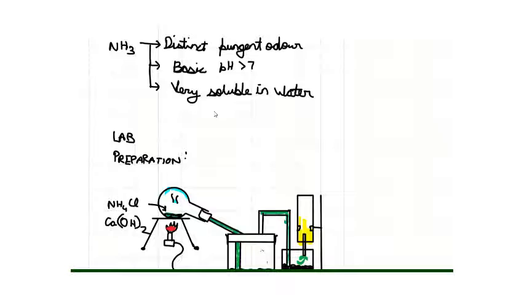In this video, we will take a look at the mind map for the lesson Study of Ammonia for Class 10 ICSE. First, let's see the properties of ammonia.